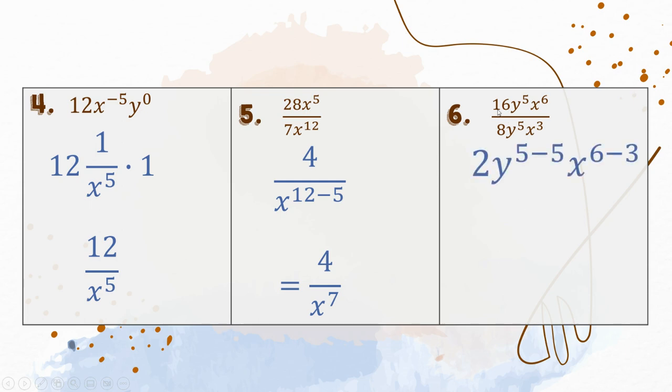In number 6, 16 divided by 8 is 2. When we're dividing powers with the same base, we keep the base and subtract the exponents. 5 minus 5 is 0, and then keeping the base and subtracting the exponents, we'd have x to the 6 minus 3. So we get 2, y to the 0, x to the 3rd. Anything to the 0 power equals 1. So it's like 2 times 1, which would just be 2. So 2x cubed.